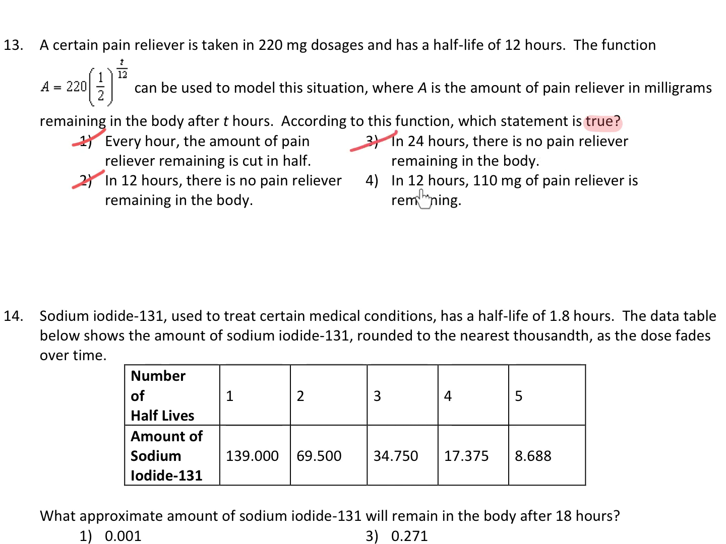So in 12 hours, 110 milligrams of pain reliever is remaining. Yeah, this is it. If the half-life is 12 hours, that means the amount you start with will be cut in half. So half of that is 110 in 12 hours. Okay, so choice 4 is the correct answer.